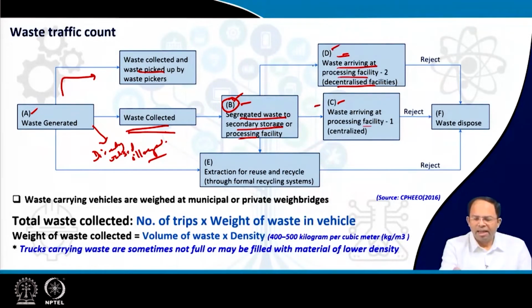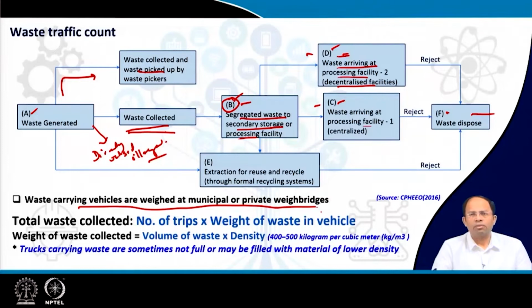But at C, D, and even F, which is the landfill side where finally all the waste is going, the waste goes in using lorries, and we can measure the weight of those lorries. Waste carrying vehicles are weighed at municipal or private weighbridges, and there we can get the amount of waste that is going into these facilities. But when we are talking about waste generated, in that case waste has to be sampled, and we have to determine the waste locally by using some scales or weighing it in some way, because the waste is yet to get into a vehicle and be transported.